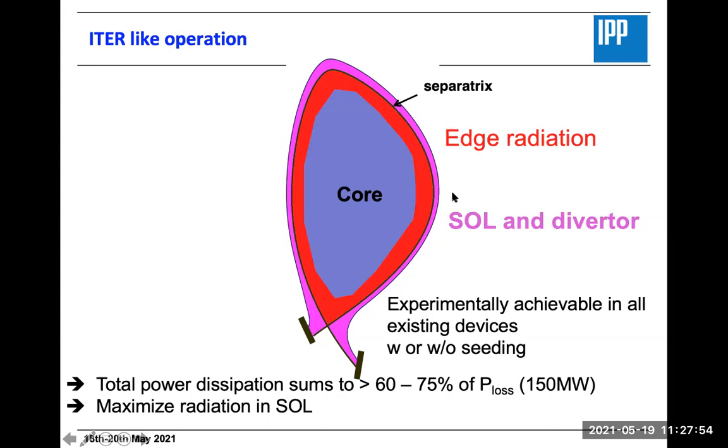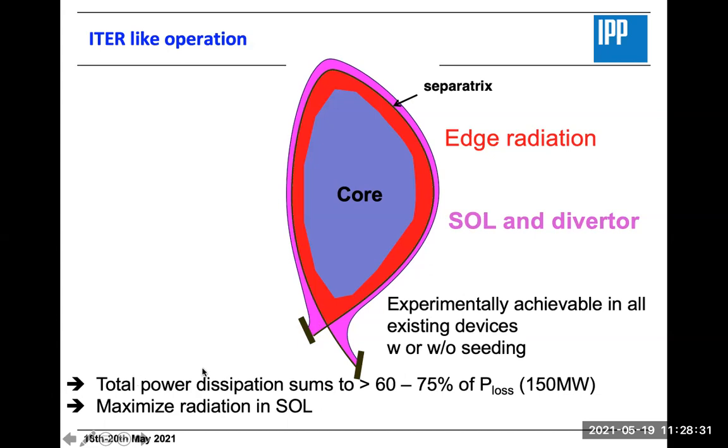So can we achieve the radiation requirements that we want, or the dissipation requirements that we want, and where should this occur? Obviously, we want to minimize the radiation inside the core area, because that's where the fusion processes take place, and we don't want to cool down the plasma where the fusion takes place. We will need to radiate in the edge region, and we must radiate in the scrape-off layer region.